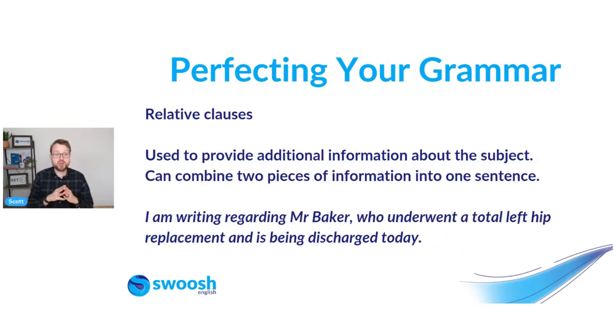The second thing we could look at is the usage of relative clauses. So a relative clause is used to provide additional information about the subject in a way that allows us to combine two pieces of information into one sentence. So the good thing about using relative clauses is that we can write a complex sentence very, very easily using a certain structure, rather than making it too complicated or too simple. So we often use relative clauses in our introductory purpose subsection. I am writing regarding Mr. Baker, who underwent a total left hip replacement and is being discharged today. So the relative pronoun, who, what, where, or that, is used here. So we combine two pieces of information, using the relative pronoun. So please take note of using relative clauses in your OET writing, especially for your introductory paragraph.